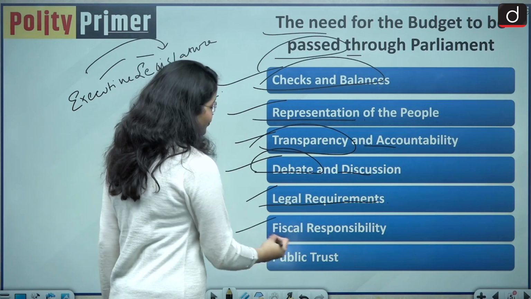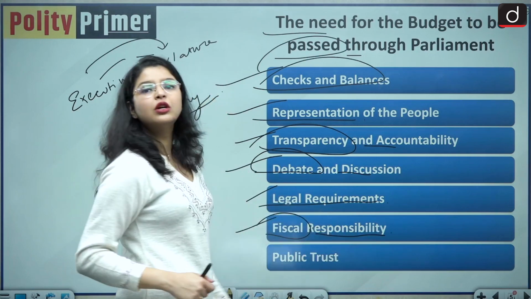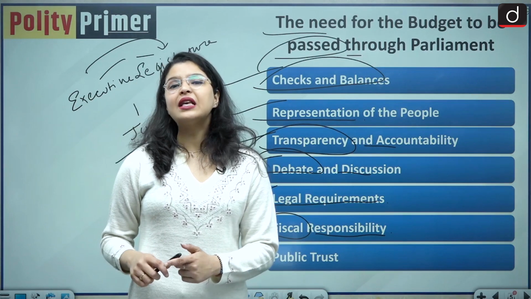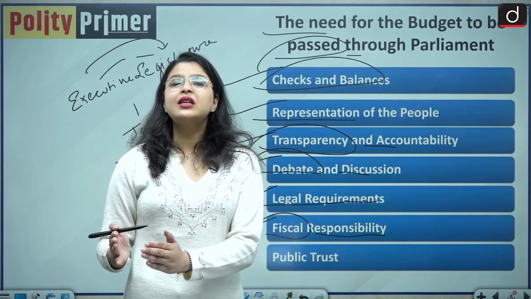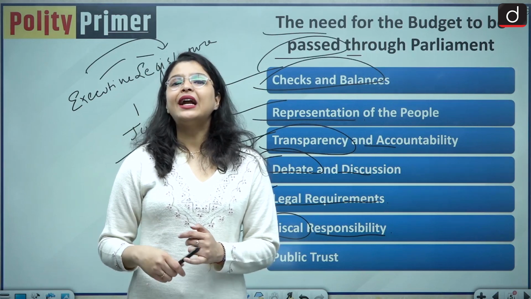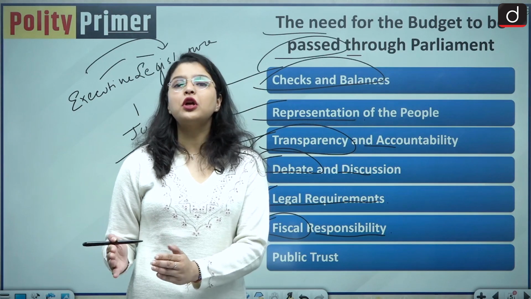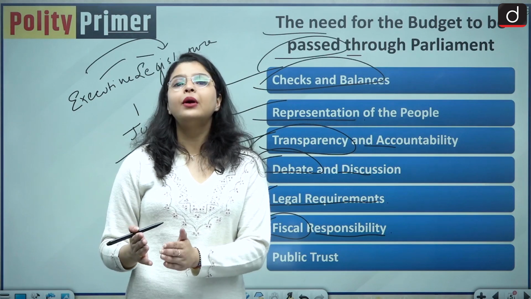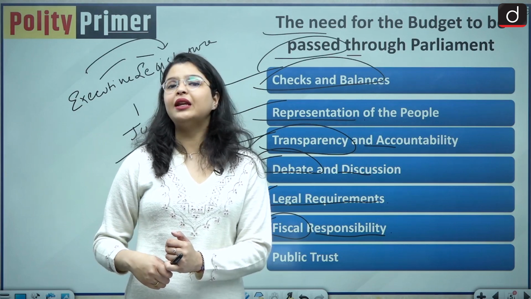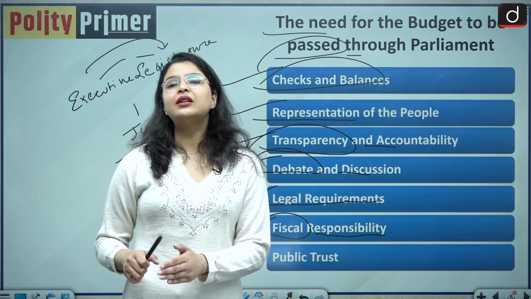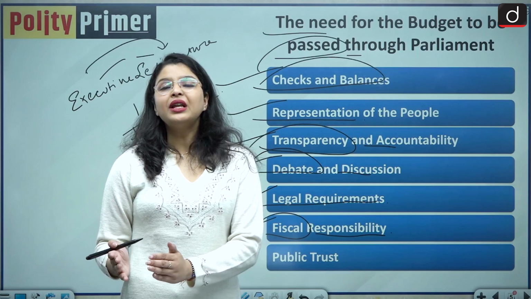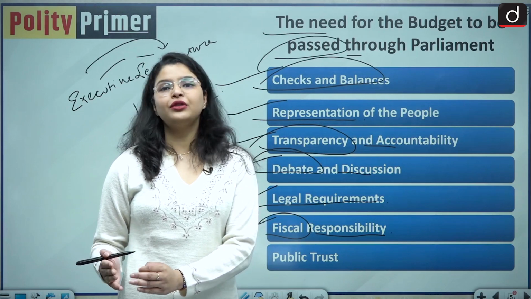Then there is fiscal responsibility because the government is utilizing the taxpayers' money. So definitely we as taxpayers will be asking the government, let us know where you are spending our money, and that is why it is a fiscal responsibility on the government to inform us about the expenditures, the loans that the government is planning to take, and the revenue that is being generated by the government, and how it is planning to utilize that revenue for the benefit of the taxpayers.